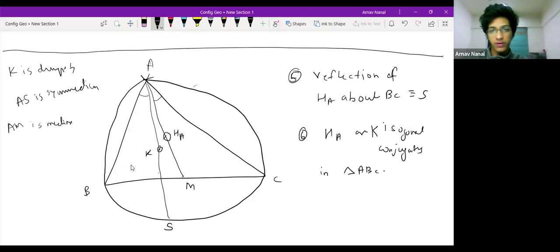Okay, so has anyone got the fifth one? What you can do is angle HABC is equal to angle HAAB by the tangency. So you have included this angle, so now you can equate this to this angle. So you see.